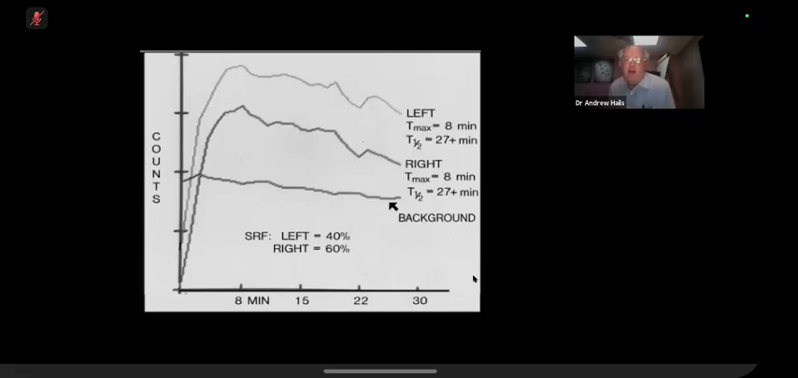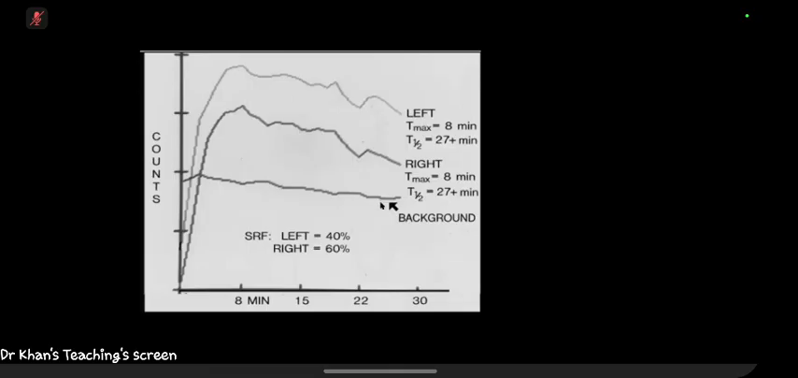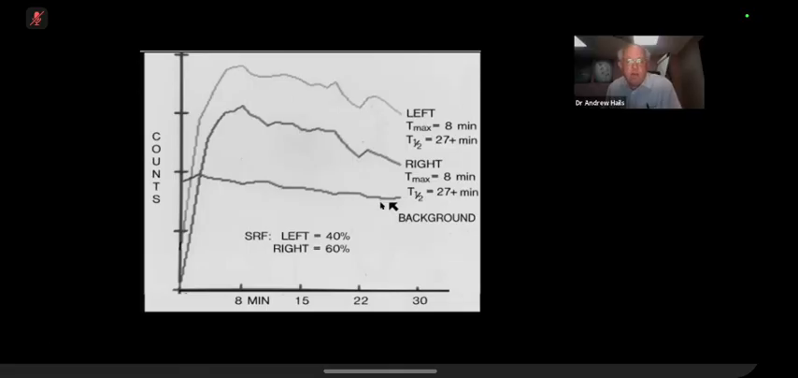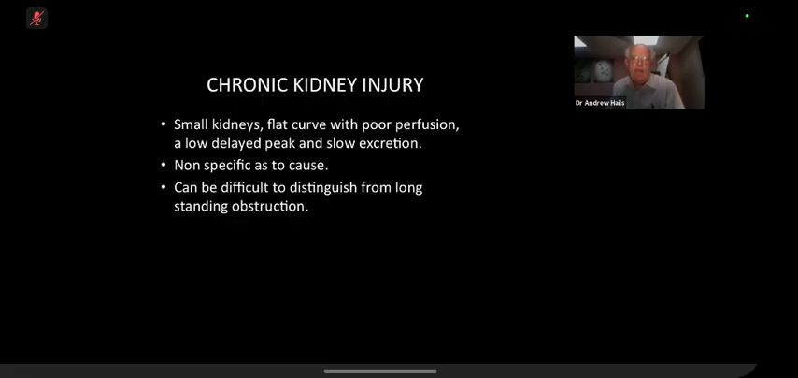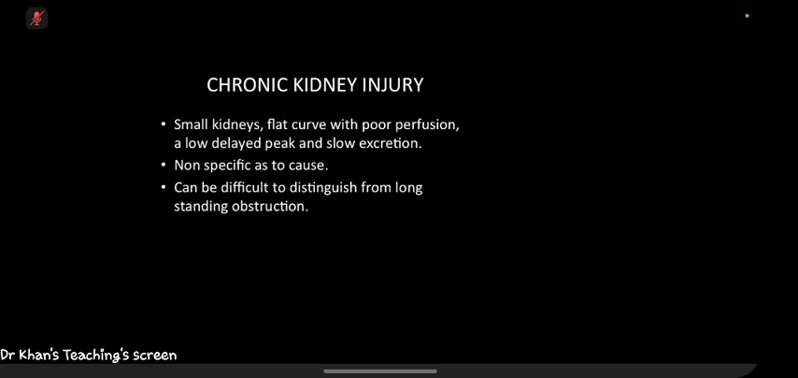Remember, it's supposed to go down to half in 8 to 12 minutes. We're going down to half in 27 minutes. So this is the appearance you get of chronic kidney injury. And it could be a long-standing obstruction, or it might be some other cause. You really just can't tell. So small kidneys with flat curves.